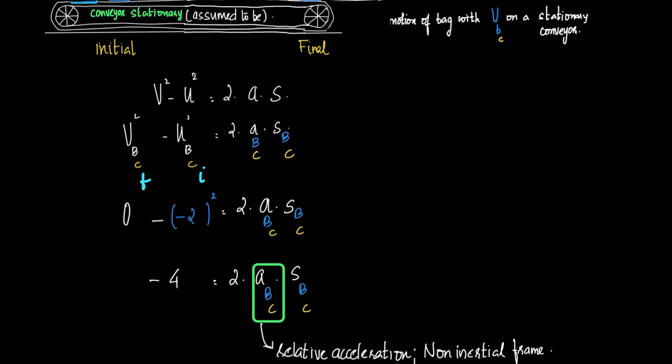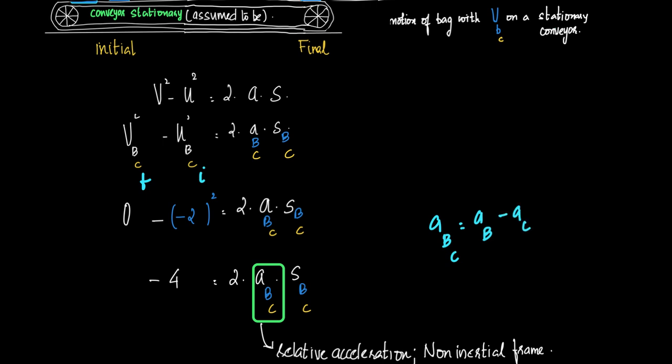So minus 4 is equal to 2 into, since you're using relative motion, every other parameter should be in the relative form, which means acceleration here is also acceleration of block with bag with respect to conveyor, and so is displacement, which is displacement of bag with respect to conveyor. But since this is relative acceleration in a non-inertial frame, you just can't say that acceleration of bag with respect to conveyor is acceleration of bag minus acceleration of conveyor.